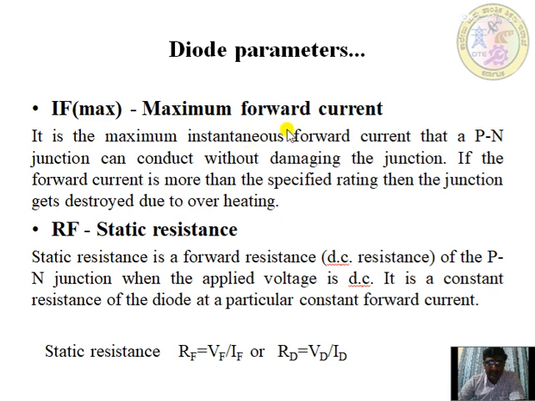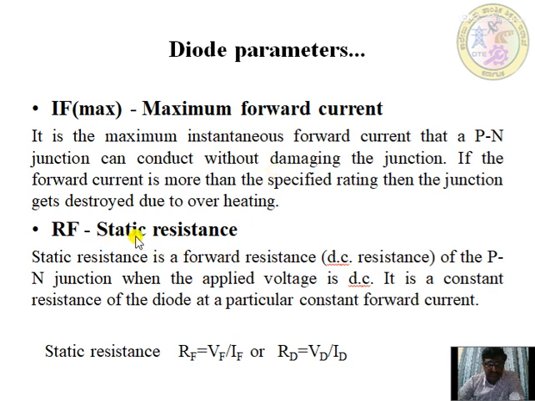So the diode has its own limit. For silicon, the diode starts conducting at 0.7, and if it goes well beyond that, it might damage the diode. The same applies for 0.3 for germanium. So this one will always have a maximum forward current, and beyond that it may damage the diode.